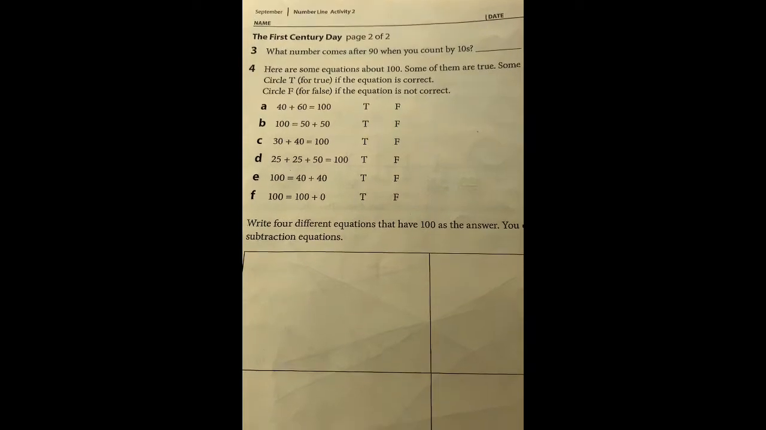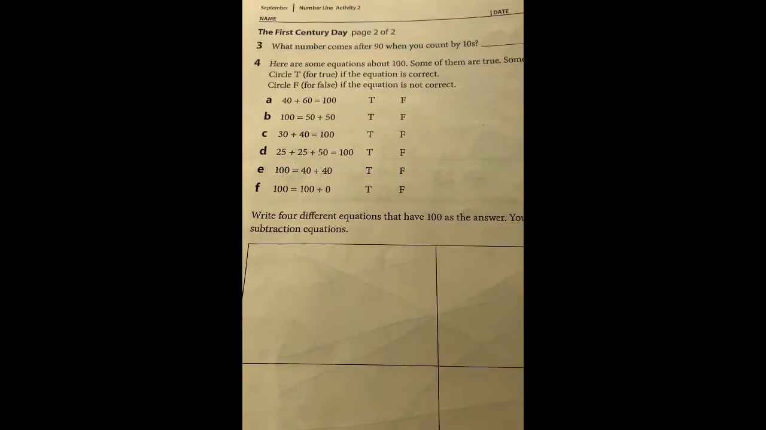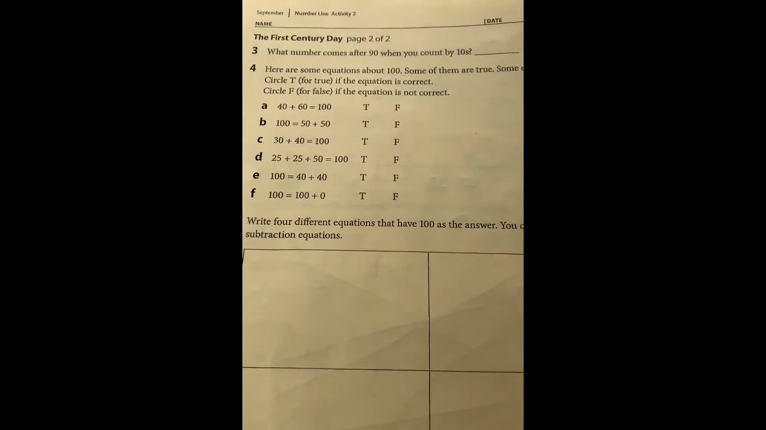Now go ahead and flip over to the next page. This is page 12. This is a continuation of our first century day. The first question is, what number comes after 90 when you count by tens? I just went over that on the previous page, so hopefully you remember. Next, you're going to solve these problems, and you're going to tell me if they're true or if they're false. Some of these problems are correct and others are not, so you'll decide once you add them up.